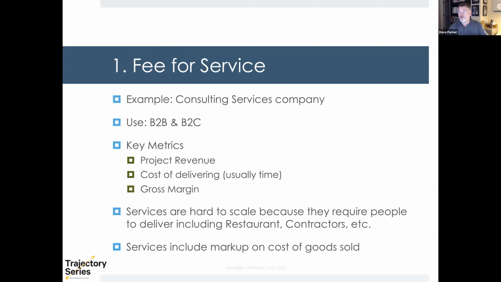All right, first one is fee for service. Think consulting companies, where people are involved in the delivery of your service.